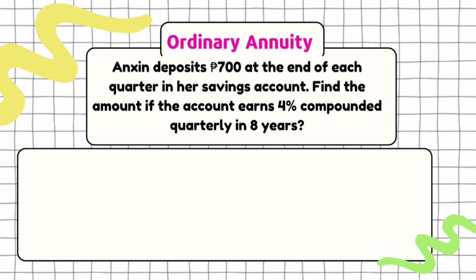Just like what we did in simple interest, let's determine first the given in the problem. So our given are R is equal to 700 pesos since it is a deposit, r is equal to 4% or 0.04, and T is 8 years, and M is 4 since it is compounded quarterly.